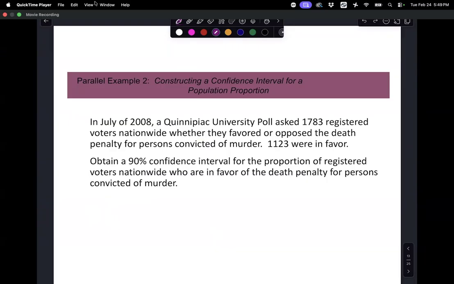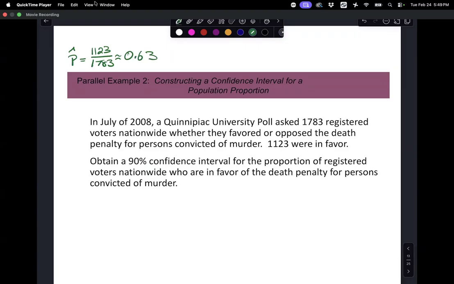1123 were in favor. We're going to obtain a 90% confidence interval for the proportion of registered voters who are in favor of the death penalty. The first thing I'm going to do is find my p hat. I'm going to put it up here because this is going to be my working area. The p hat is 1123 over 1783, and I'm going to get an approximate value there. So I'm going to put 0.63, so about 63%.